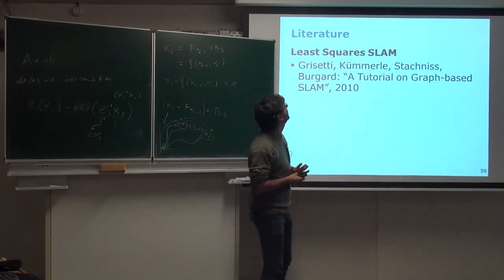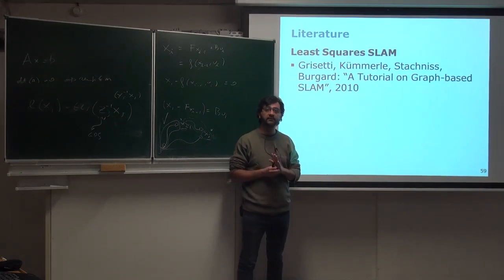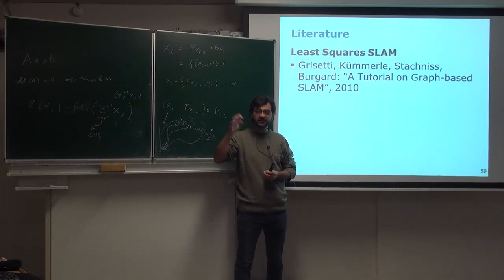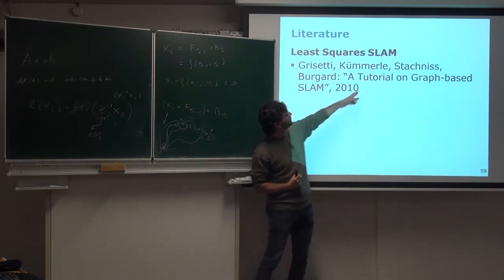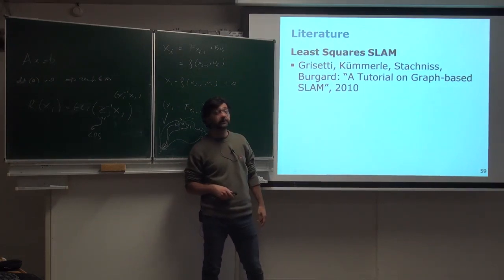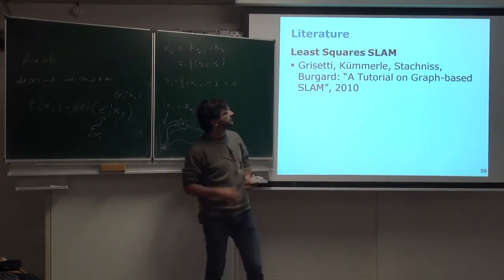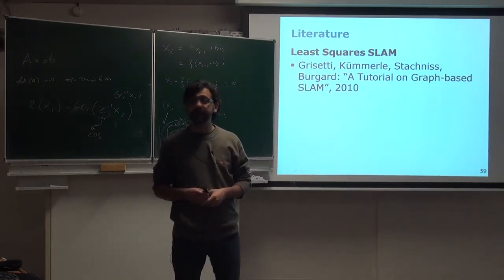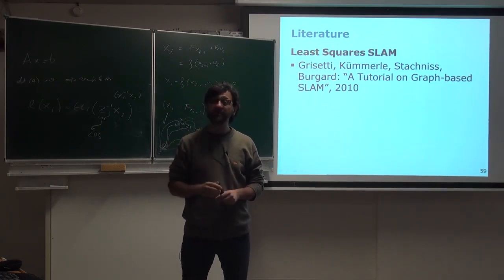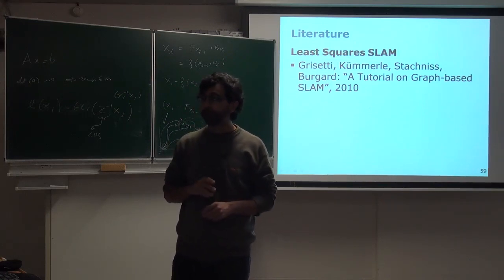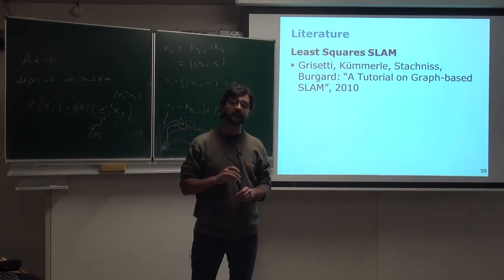If you want to have a bit more details on how to formalize SLAM as a graph-based least squares problem, and how to then find the linear system and solve it, there is a tutorial, which you also have a link to on the webpage of the class. It's a tutorial on graph-based SLAM, and you can just download it and get more details. Unfortunately, the chapter in the Probabilistic Robotics book is very brief and doesn't tell you a lot about the graph-based SLAM solution. That would be it for today's lecture.